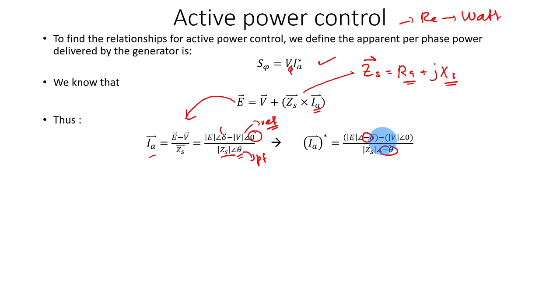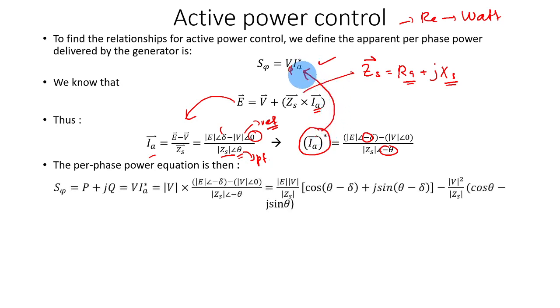If you combine this IA and put it inside this formula, you will have this equation. The per phase apparent power is equal to P plus jQ, which is V phase multiplied by IA conjugate. If you plug in IA into this equation, the V phase is multiplied by E minus this, which is the equation for the I conjugate.